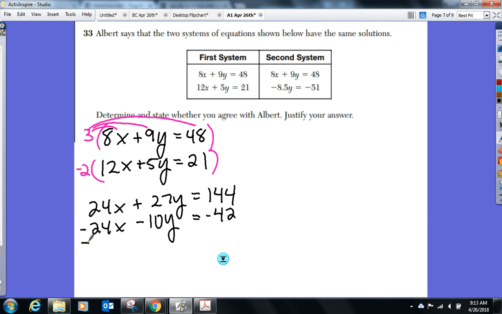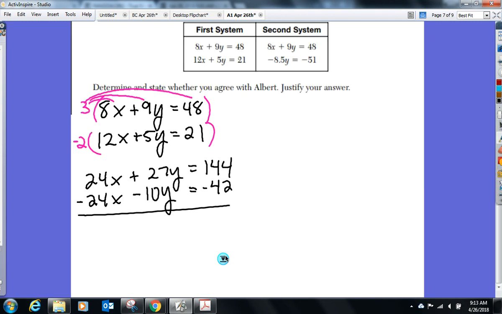All right, thank you, everyone. Okay, combine now. What crosses out? That's what I wanted. The x's go. 27 minus 10. 17y equals 144 minus 42. 102. Divide by 17 on both sides. Y equals 6. That's halfway. What do we still have to do?